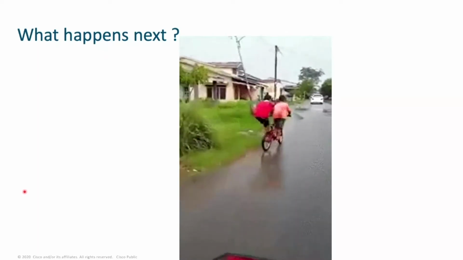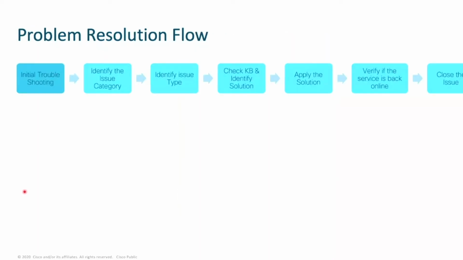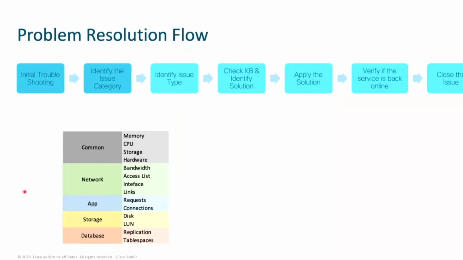Fun apart, this is a very high-level flow using which each team tries to sort out or troubleshoot the issues within their area. They start with some initial checks, then they start identifying the issue category. The issue category could be something like an issue with respect to memory, CPU, storage, or hardware. These could be common across all the other applications like network, apps, storage, and databases.